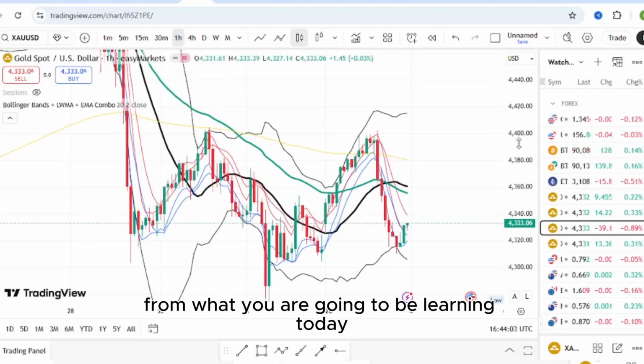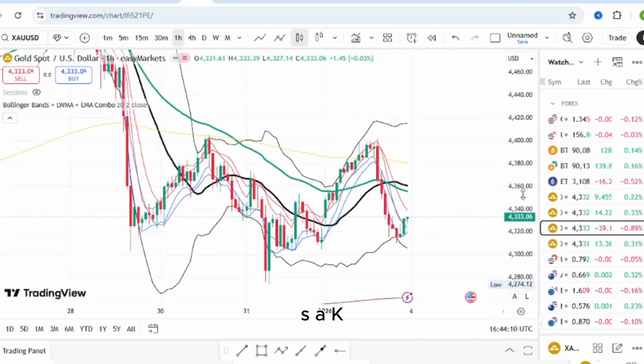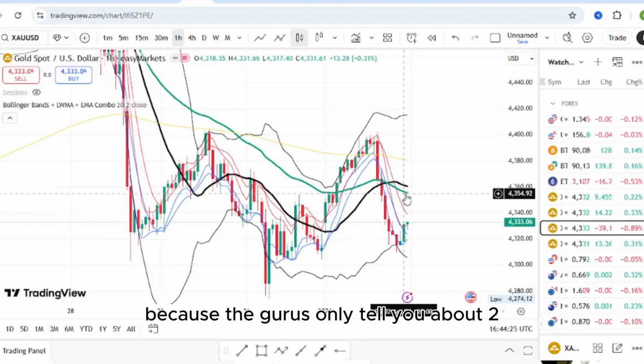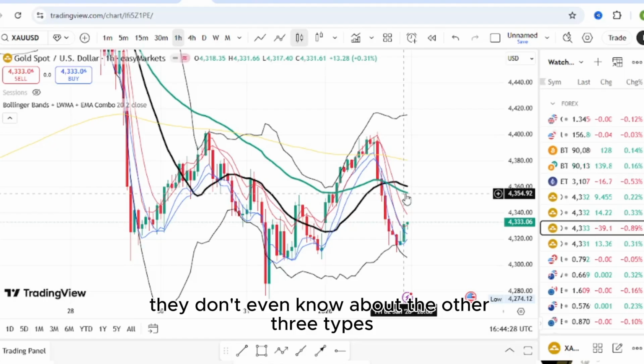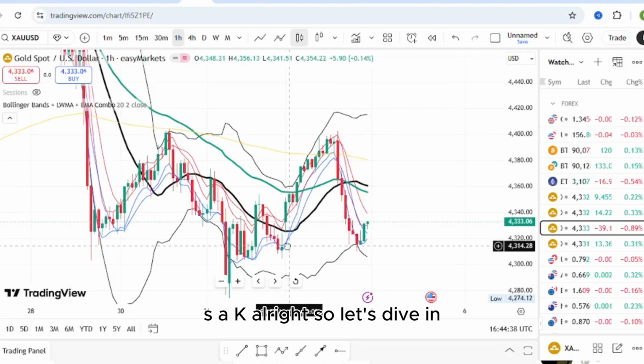All right, today I'm going to be talking about the different types of CSAK. Actually, there are 5 types of CSAK, but you only know about 2 because the gurus only tell you about 2. Probably they don't even know about the other 3 types. So today I'm going to show you the different types of CSAK. All right, so let's dive in.